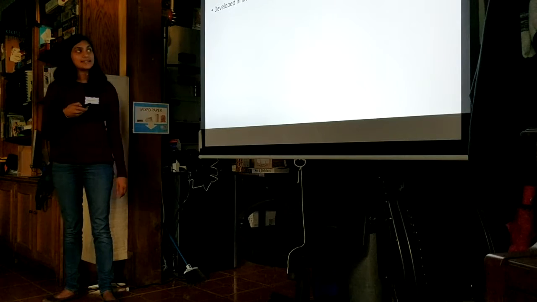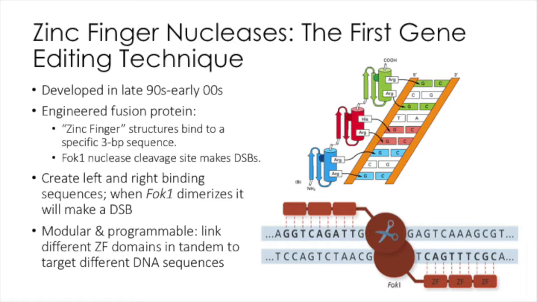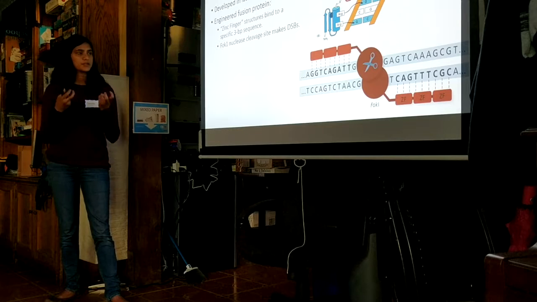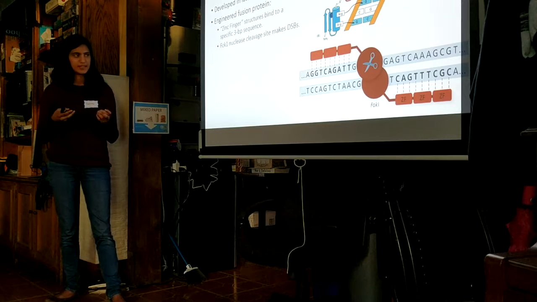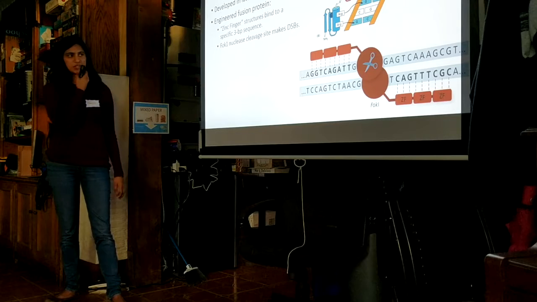They were developed in the late 90s to early 2000s. And what they are is an engineered fusion protein, which basically means that they took parts of different existing proteins and fused them together to make a new construct that was useful. So the first part of this construct is what are called zinc finger structures, which were discovered in DNA binding proteins, and there's a variety of them, and each of them binds to, in general, a specific 3 base pair sequence on the DNA. And the second part of this is a FokI nuclease. A nuclease is a protein that cuts DNA. That's its job, is to cut DNA.